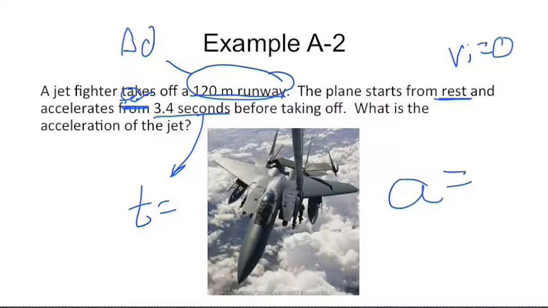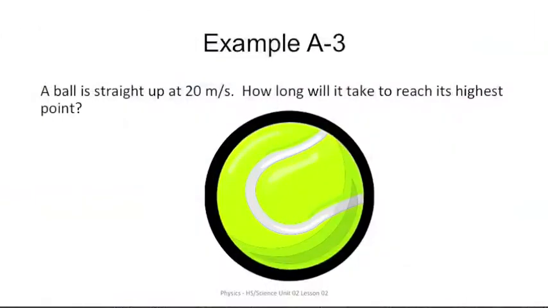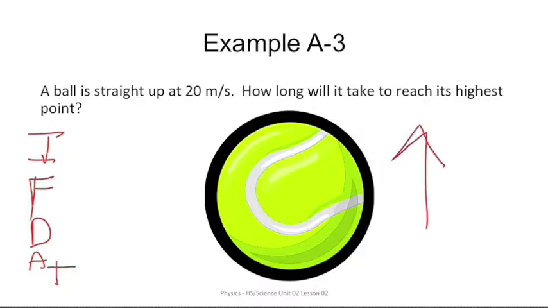So at this point, you start off with the idea that we have initial, final, displacement, acceleration, and time. Okay, you should be able to solve this one on your own. Remember to pick the correct equation using IFDAT. Now remember, this is a vertical motion question, so there's hidden information in this particular question.